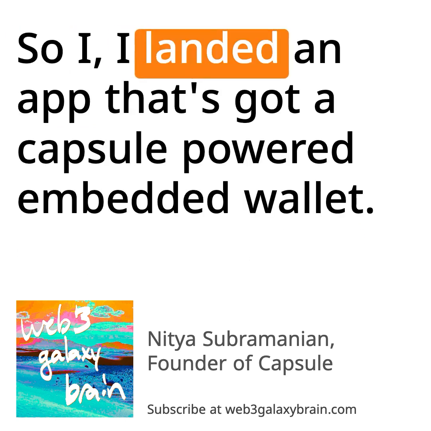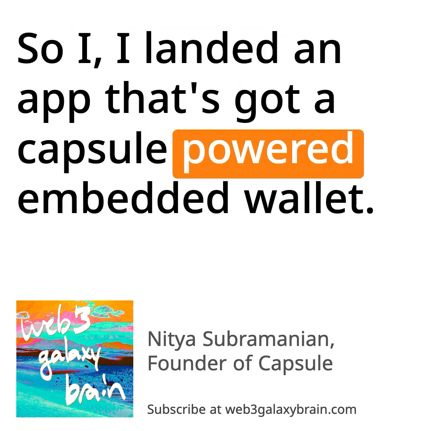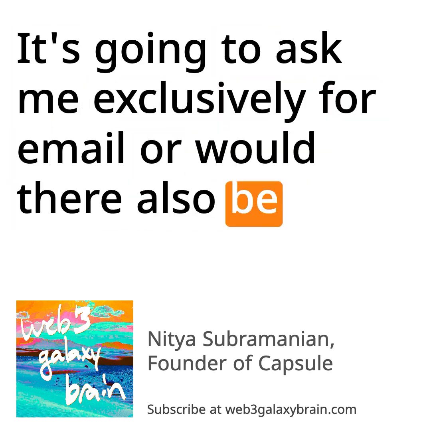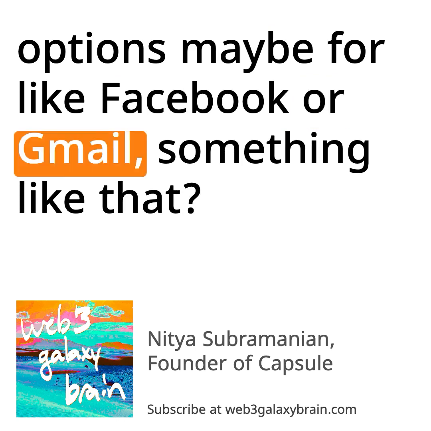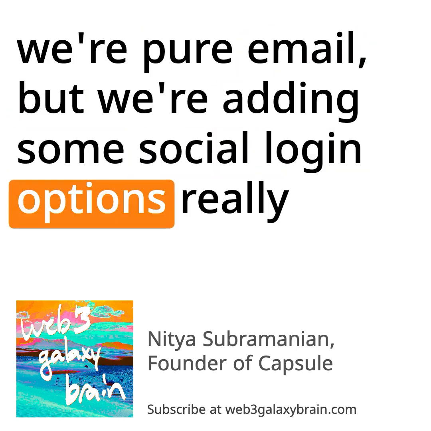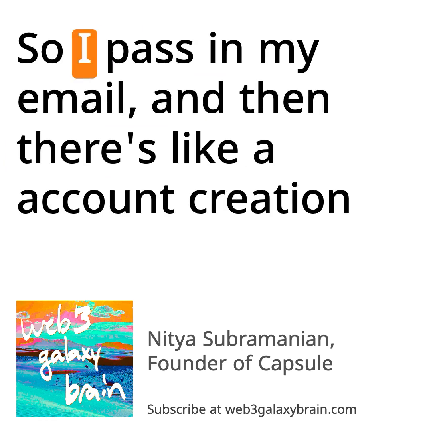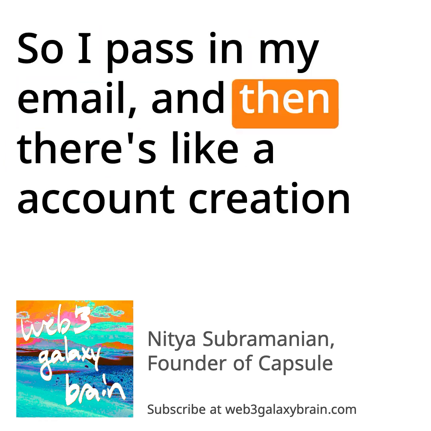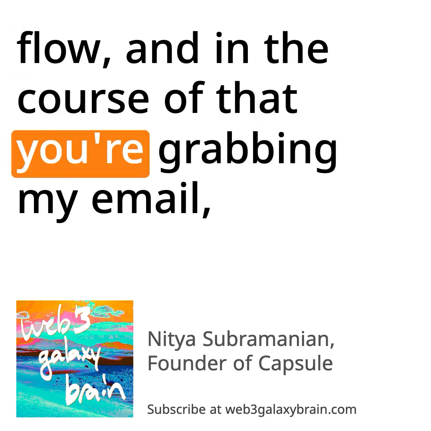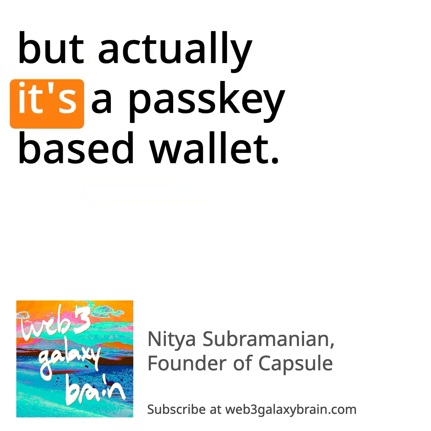Got it. So I land in an app that's got a Capsule powered embedded wallet. It's going to ask me exclusively for email, or would there also be options for maybe Facebook or Gmail, something like that? Today, we're pure email, but we're adding some social login options really soon. Got it. So I pass in my email, and then there's an account creation flow. And in the course of that, you're grabbing my email, but actually it's a passkey based wallet.